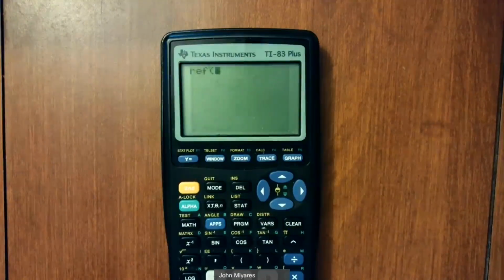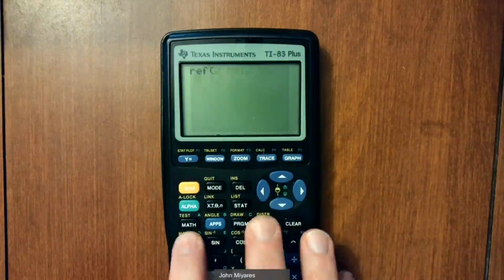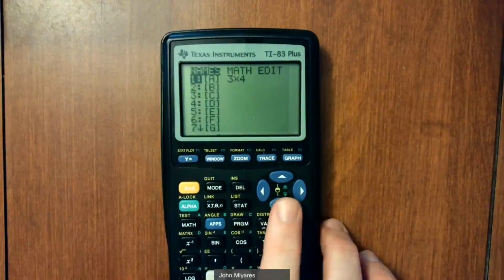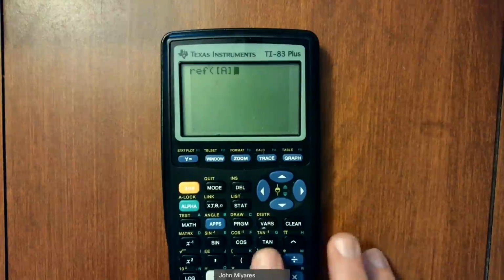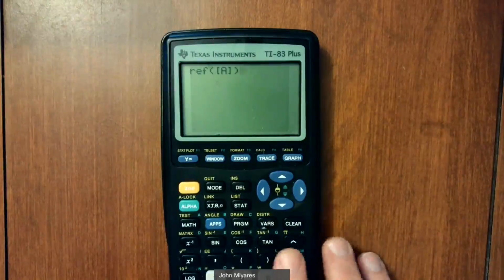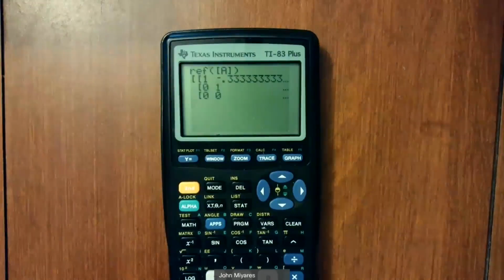It says REF, and now I need to choose what matrix I want to convert into row echelon form. To pick that matrix, I'm going to hit second function matrix again, and then under names, I will select matrix A. I can close the parentheses. For this, you don't have to close the parentheses because it will do it for you anyway. After I press enter, I have this.